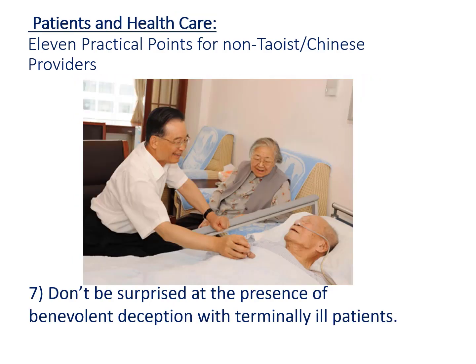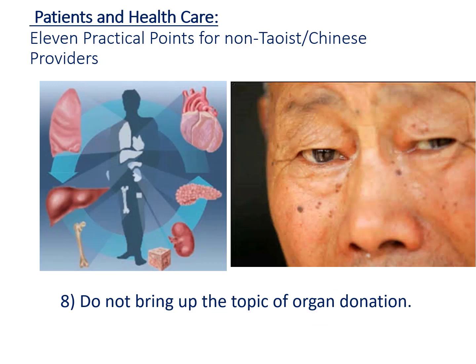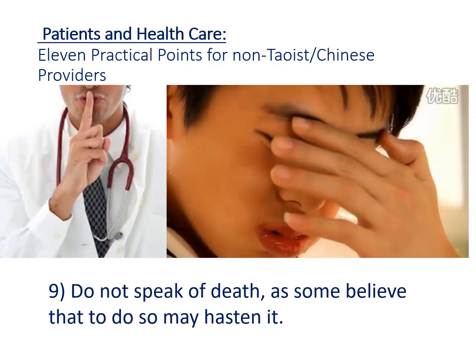Don't be surprised because the family really respects family and is there to support the patient if the family does some benevolent deception with terminally ill patients. You'll be okay when you get out of the hospital, that type of thing. If you really want to alienate a traditional Taoist Chinese family, ask about the organ donation on the back of their driver's license. Do not bring up the topic of organ donation. It is a taboo topic within this culture. Also, don't speak of death, as some believe if you speak of death, you may hasten the death.